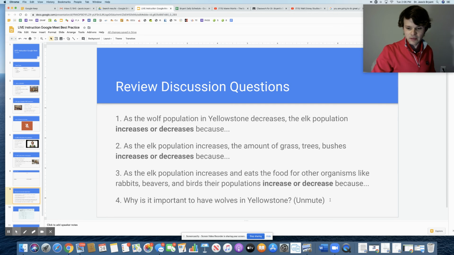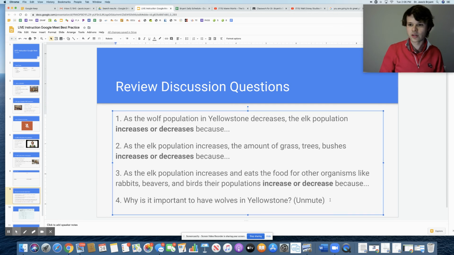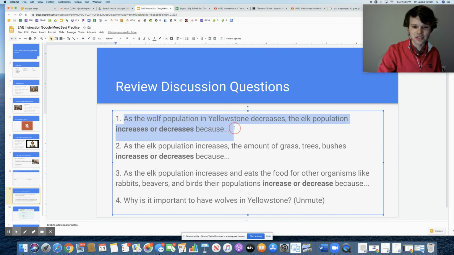So if I'm looking at one that we did after we looked at a graph, I would have asked the students, as the wolf population in Yellowstone decreases, the elk population increases or decreases because, and then I would have everyone type in the chat, all right, does it increase or decrease? And then I would have one student, I would say, all right, can anyone explain their because? If you can, raise your hand.